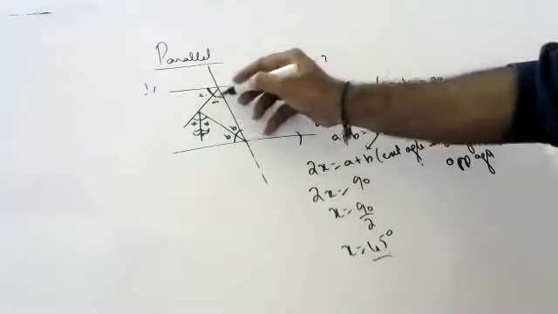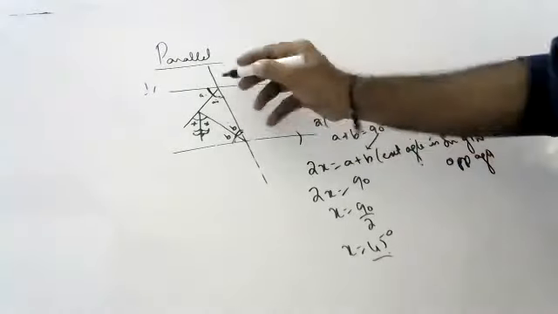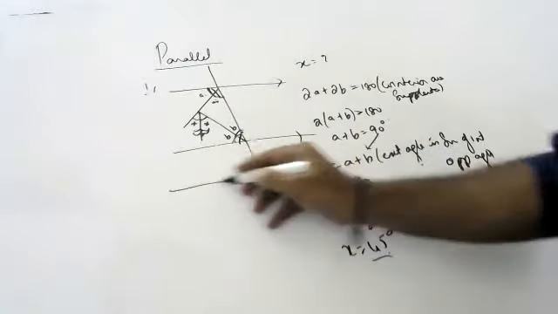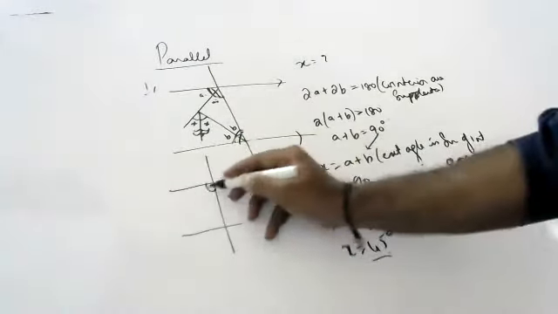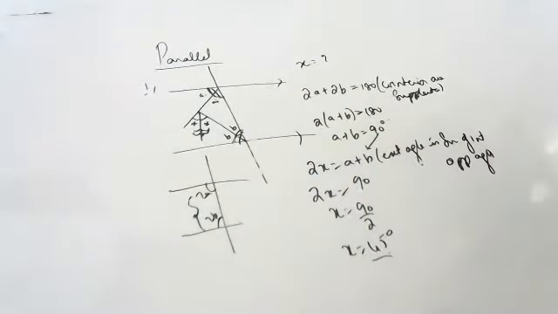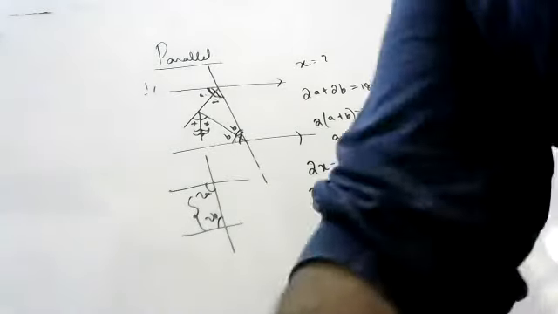So, children, 2a plus 2b is equal to 180. Co-interior angles are supplementary. This is 2a and this is 2b. 2a plus 2b are co-interior angles, and co-interior angles are supplementary. Children, you have to do like that. Okay, hope you all understood this, children.